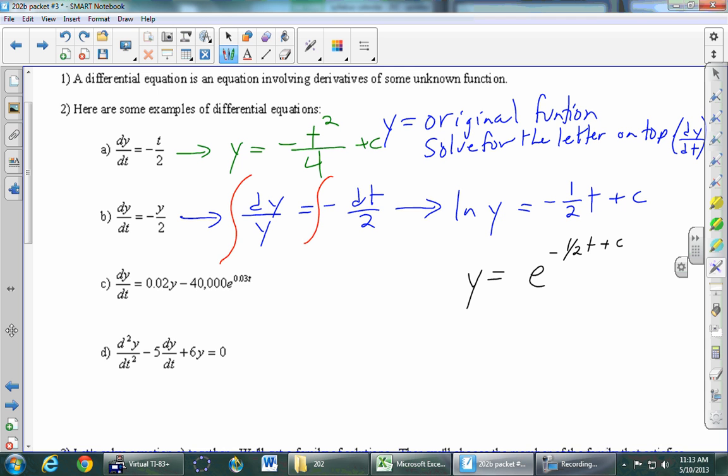Okay, let's verify. We just solved a differential equation by separating the variables, y with the dy, t with the dt. In English, this says the derivative of some function is supposed to be the negative of what? That function divided by 2. Okay, let's do that. So here's the verification.